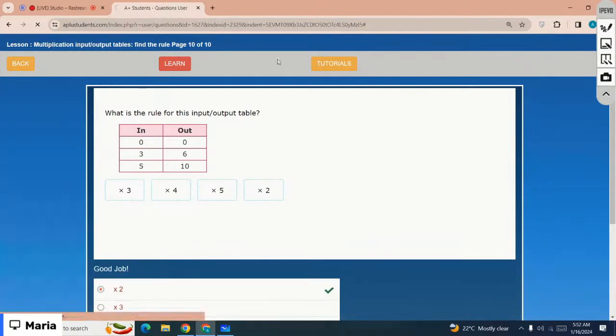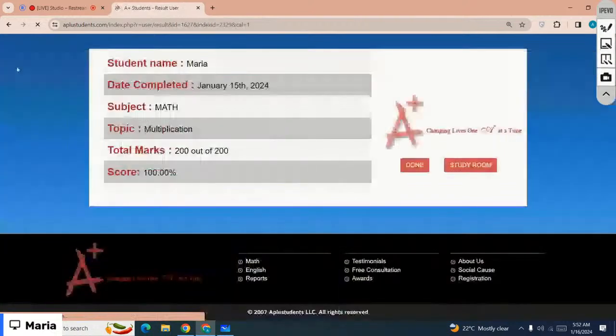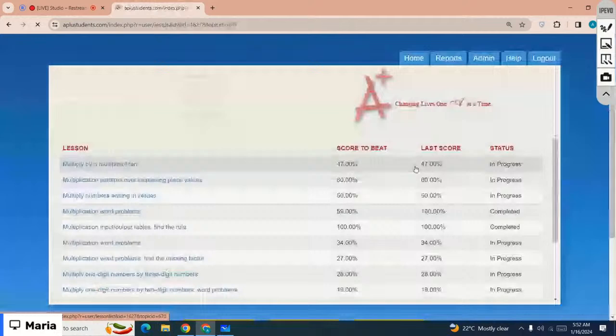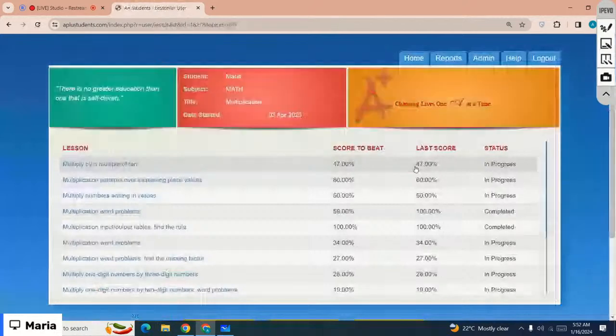Okay, you can complete. We have done with the lesson. So we were working on grade 3 math. The chapter we were working on is multiplication. The lessons we have covered today are multiply by a multiple of 10, multiplication patterns over increasing place value, multiply numbers ending in zeros and multiplication input output table, find the rule.